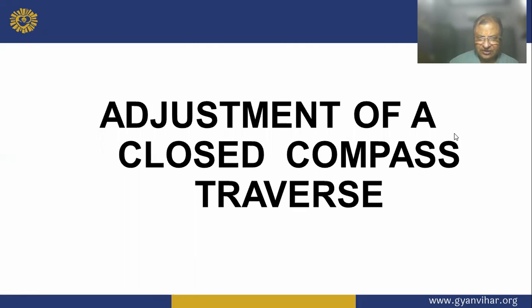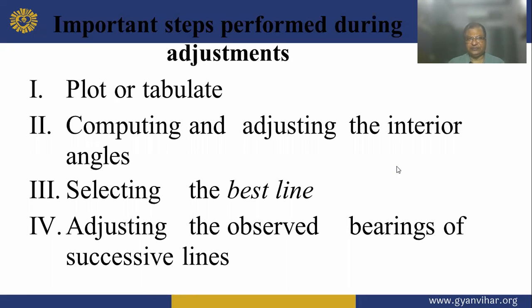Now adjustment of the closed compass traverse. You have just seen what a closed compass traverse is. So plot or tabulate, compute and adjust the interior angles, select the best line, and adjust the observed bearing of the successive lines.